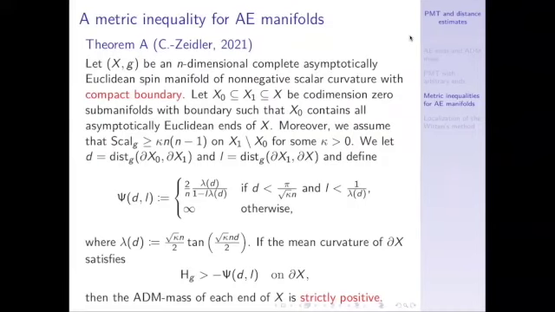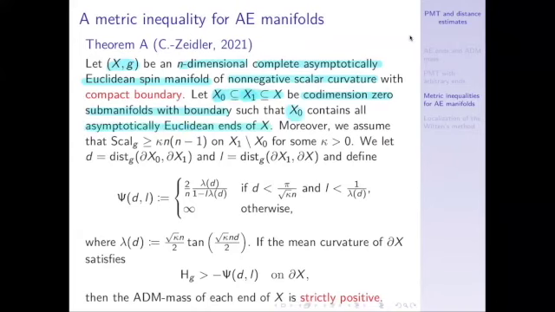Let me now state our main results. So Theorem A is the following. Let X be an n-dimensional complete asymptotically Euclidean spin manifold of non-negative scalar curvature and compact boundary. And suppose again that X0 and X1 are codimension 0 submanifolds with boundary, such that these inclusions are satisfied. And moreover, suppose that X0 contains all asymptotically Euclidean ends of X.